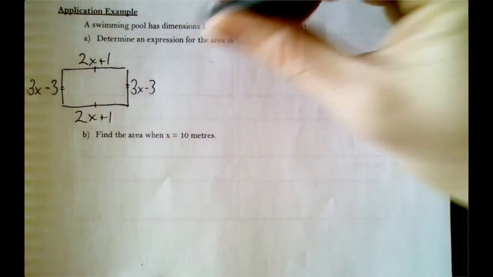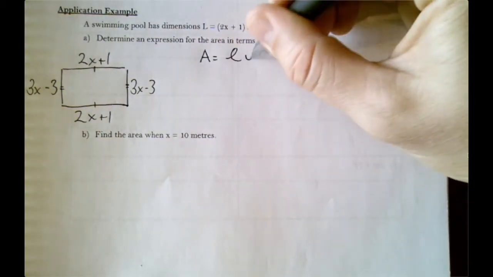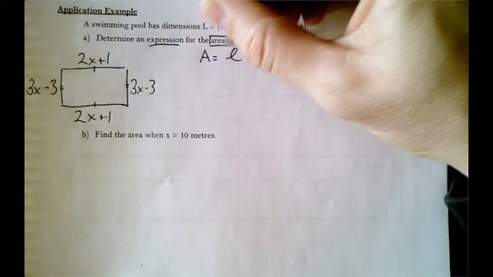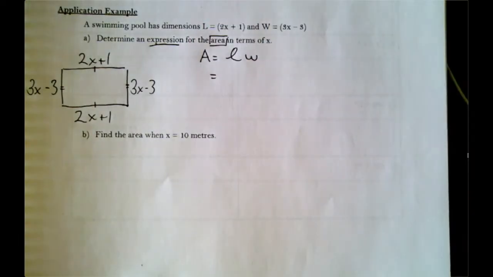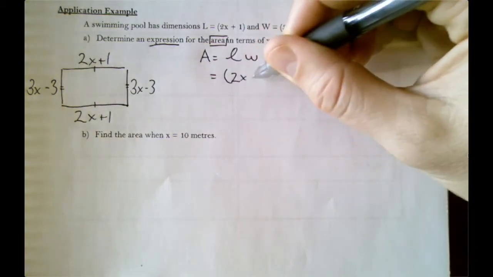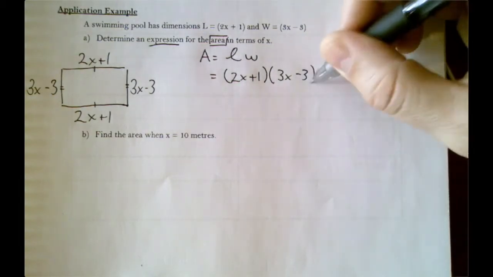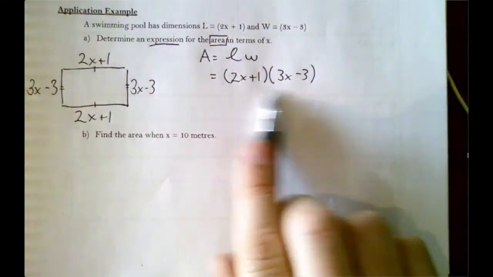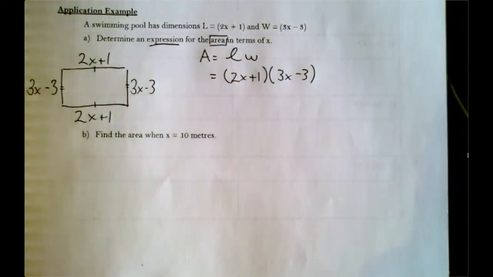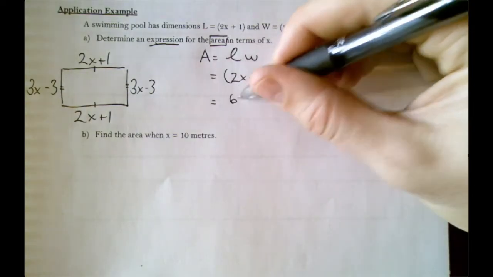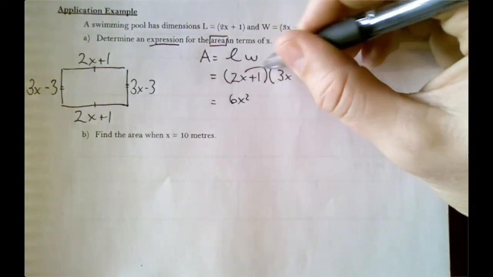Now, if you forget, area of a rectangle is length times width. And if we want an expression for the area, we would have to take the length and multiply by the width. Well, they're not just numbers, they're expressions. So we take our length expression, 2x plus 1, and we multiply it by our width expression, 3x minus 3. And now we're just doing exactly what we've been doing this whole lesson. We have a bracket times a bracket, so we're going to FOIL. 2x times 3x is our first step. We get 6x squared. I'll draw my arrow.